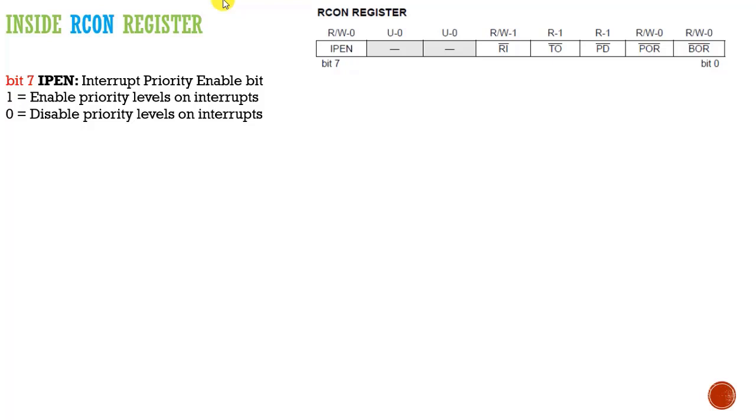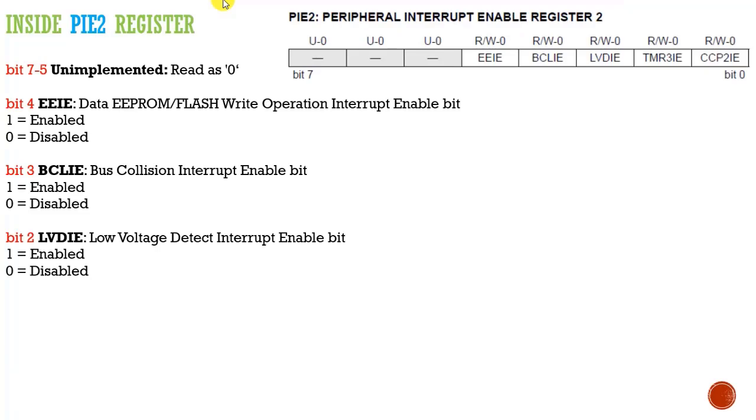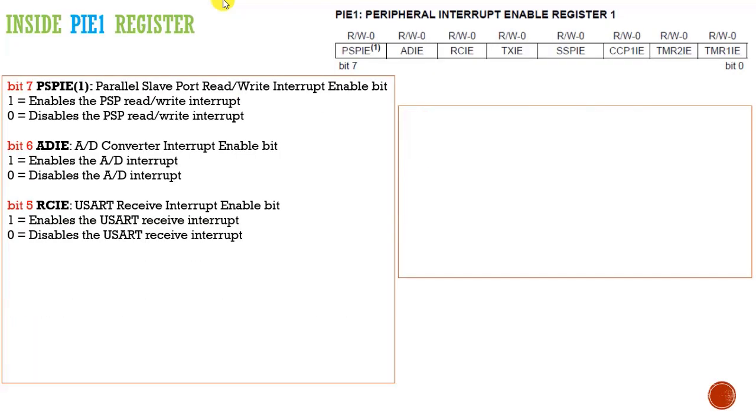So if IPEN is equal to 1, this enables the priority levels, and if IPEN is 0, this disables the priority levels and treats them equally, whether you have set the interrupt priority for that specific module to be high or low. It would not look at their priority levels if IPEN is equal to 0. That's why I was calling IPEN the master switch for the interrupt priority bit.